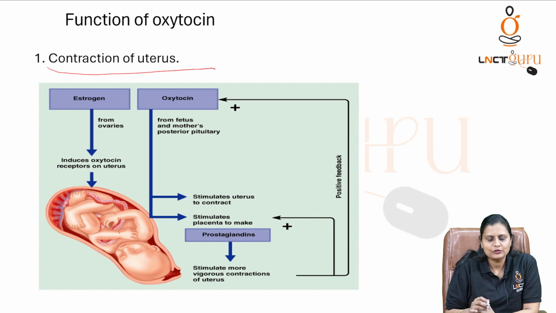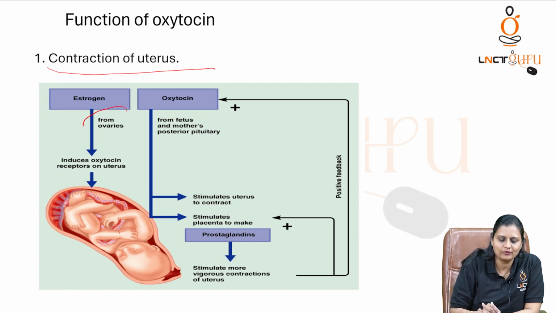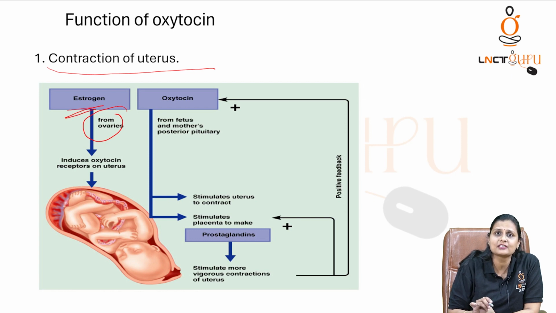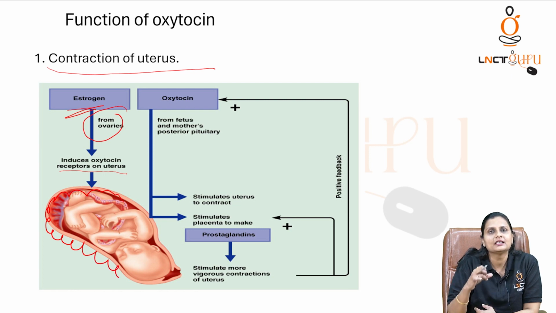Before oxytocin comes into play, there is one hormone which is secreted from the ovaries, that is estrogen. This estrogen hormone secreted from the ovaries does its job of insertion of the oxytocin receptors on the uterus. So this is the uterus. On the wall of the uterus, these oxytocin receptors are inserted, or made available, by estrogen. So now we have got the receptors.